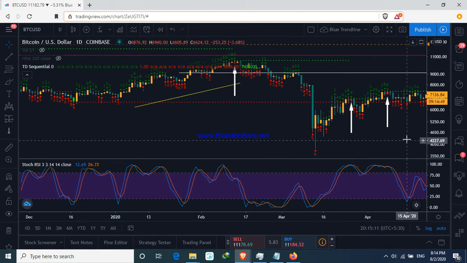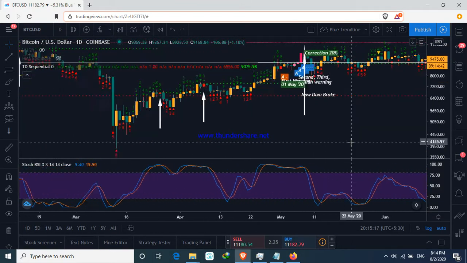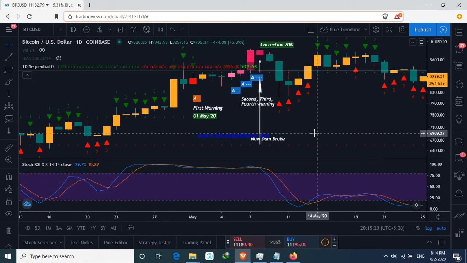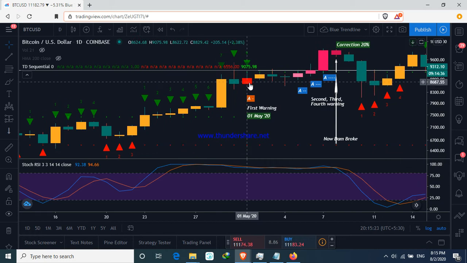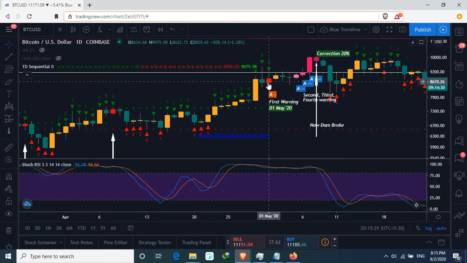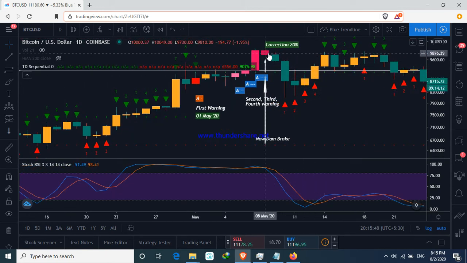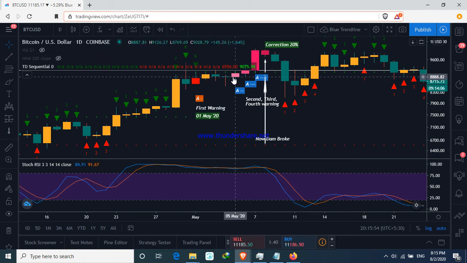So first case first, if we get a red candle on TD sequential. Now we got a red candle here on TD sequential. As you know, this red candle is the first warning that we will have a correction very soon. We got a red candle, and as we are discussing the darkest candle, that is the correction candle, and that is here. This is the darkest candle that we got after the pink candle.